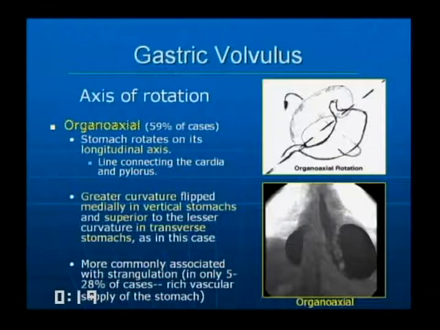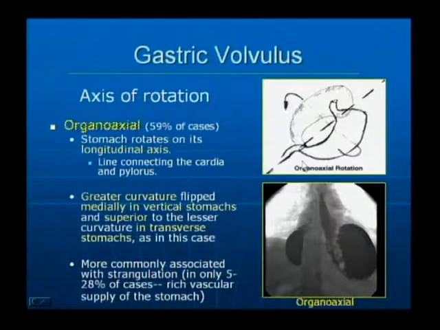So you think about the axis of the stomach as the axis of rotation. If it rotates along the axis of the stomach, that's organoaxial volvulus. If it rotates 90 degrees to that, so that the pylorus goes up to where the EG junction should be, that would be a mesenteroaxial volvulus.